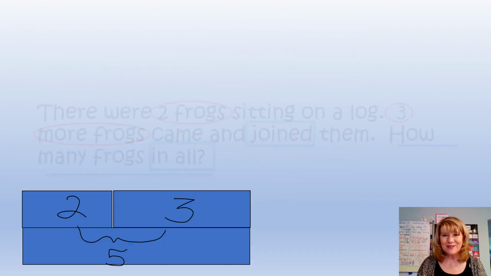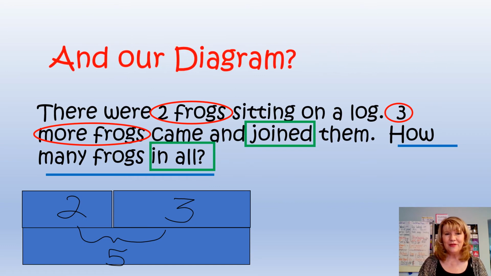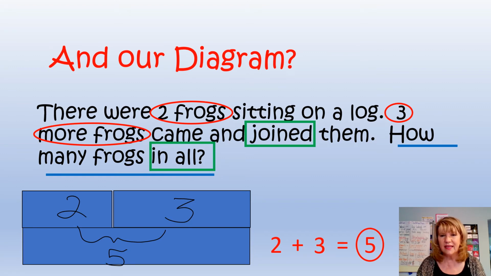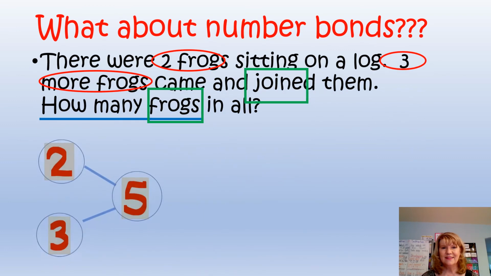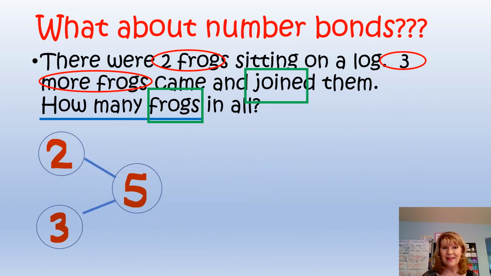And remember our bar diagram? We had put 2 on the small side and 3, and it equaled 5. Well, we never wrote an equation. You have to write the equation. 2 plus 3 equals 5. What about number bonds? We drew a number bond right here. We're not finished yet. We need to draw the equation. 2 plus 3 equals 5.